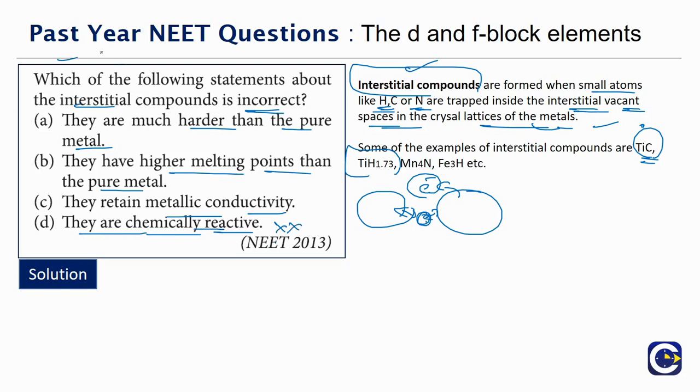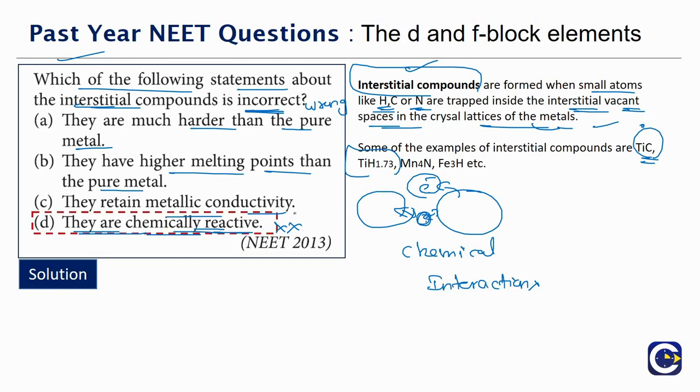So if you look at the question, what are we looking for? Which of the statements is incorrect or wrong? We are looking for the incorrect statement. Because of these chemical interactions coming into the picture, the reactivity of the interstitial compounds will be lesser than the normal metals. So when we say that they are chemically reactive, this is the incorrect one. Option D is incorrect. They will have more hardness, they will have a higher melting point also, they will even retain the metallic conductivity, but the chemical nature will be reduced. The chemical reactivity will be reduced.